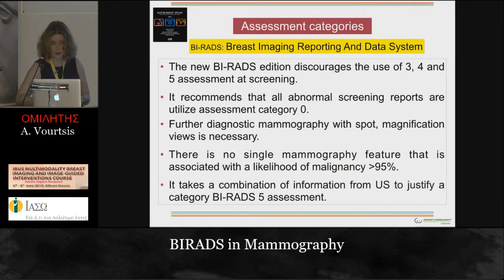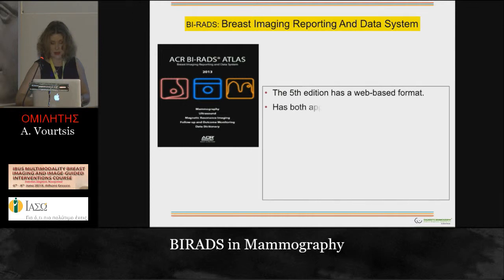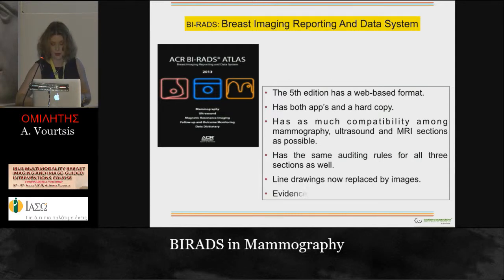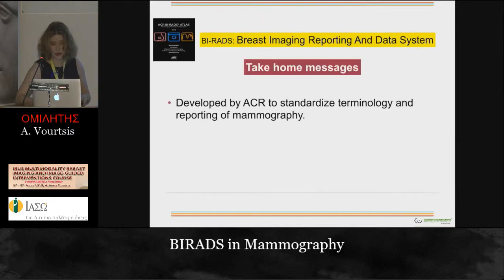I would like to wrap up by saying that it is important, whenever you don't remember, because we are human, we forget, we're overloaded with a lot of information, to keep the atlas at your office, or maybe you can have the web-based format at work. So you just go back and look.